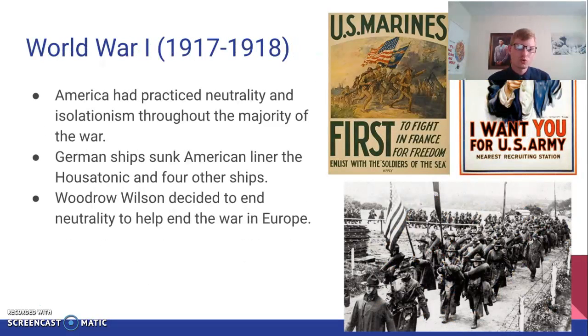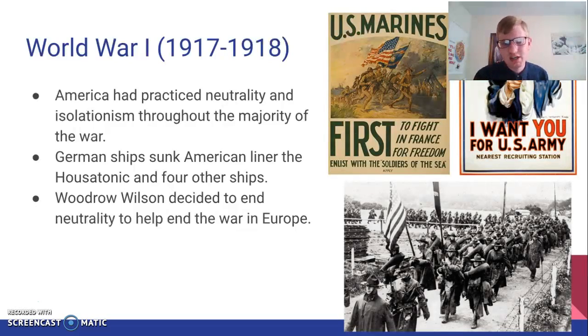So moving right along, World War I, which we were in at the very end of the war, primarily from about 1917 to 1918. The reason for this was because we were practicing neutrality and isolationism throughout the majority of that war. And we all know what neutrality and isolationism is, correct, where that's the idea of maybe we'll give some aid, some weapons or certain things to these countries that are at war, that are our allies, but we're not going to put troops on the ground.